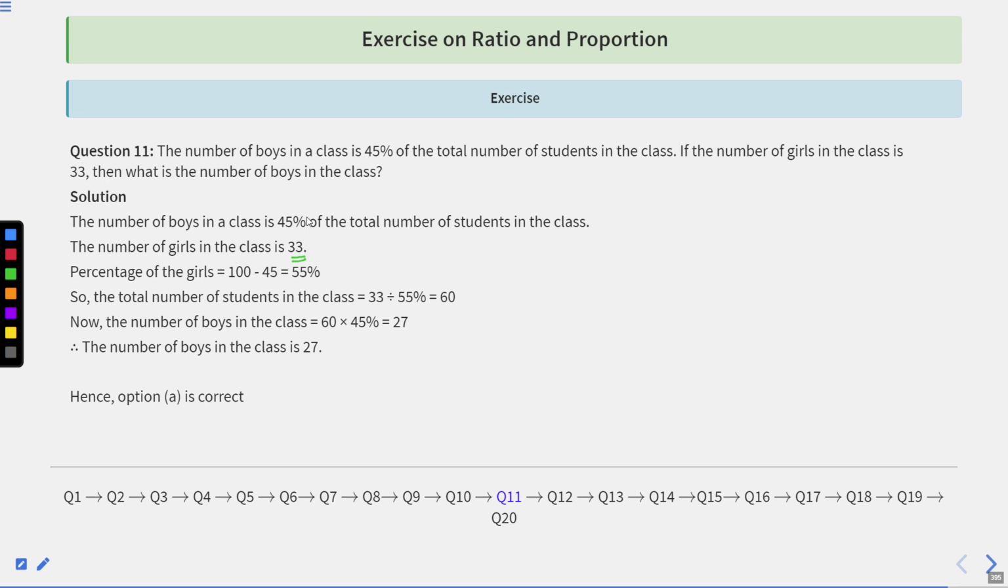So since 45% is boys in the classroom out of the total number of students, that means 55%, that is 100 minus 45, is the percentage of girls in the classroom. So the total number of students in the class is 33 divided by 55%, that is 60. Now you have to see the number of boys in the class, that is 45%. So take 45% of 60, that will be 27. So the number of boys in the classroom is 27. So option A is correct here.